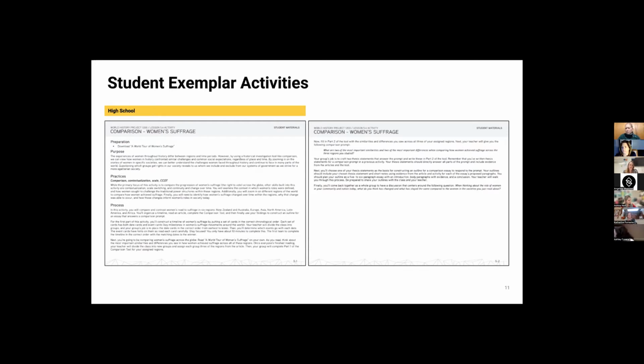They'll read through the articles and then complete this comparison tool. So at the end, they'll have a picture of these 6 different regions, and they'll be able to see very specifically the similarities and differences between them and the journey to a woman's right to vote.